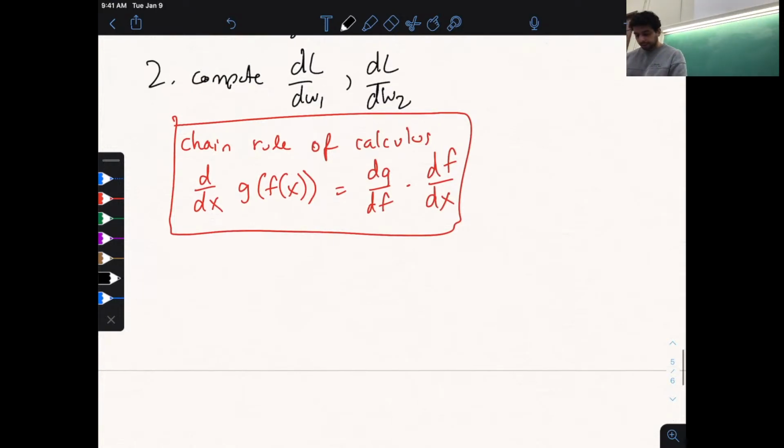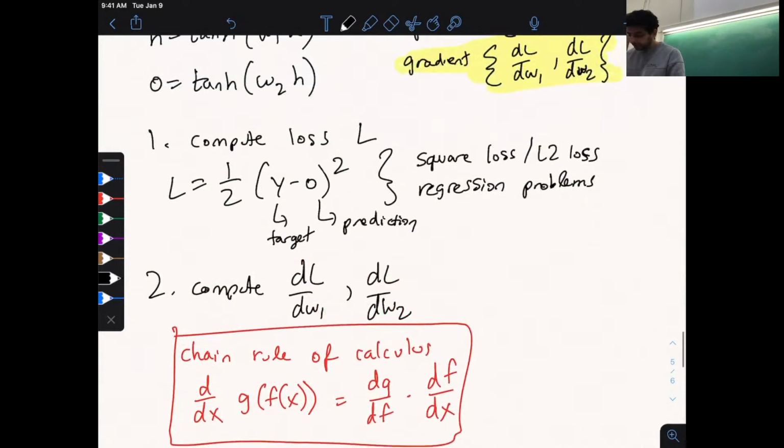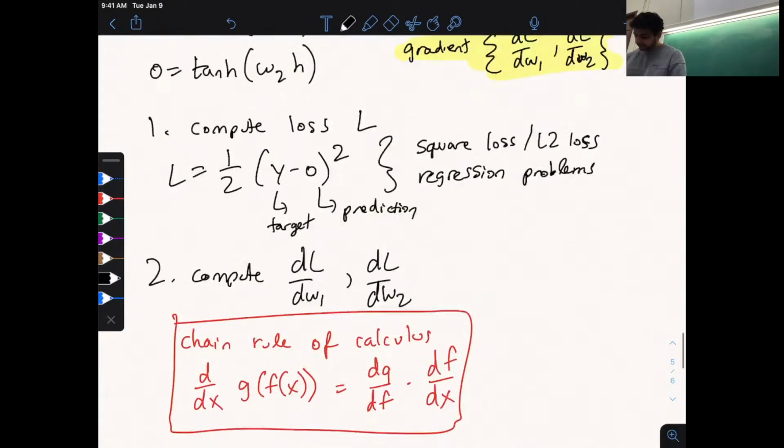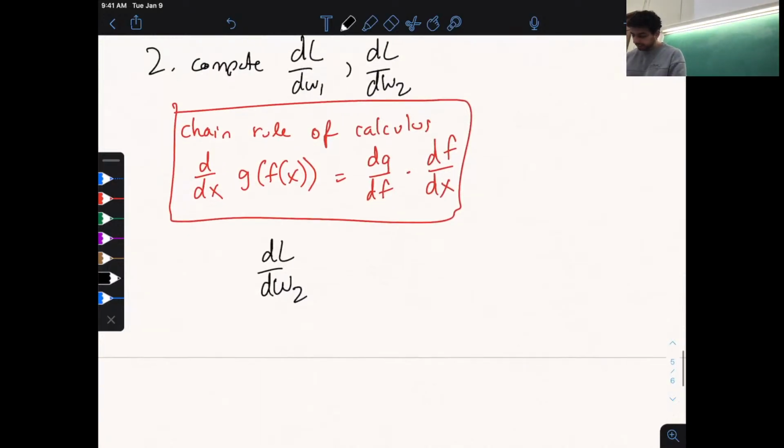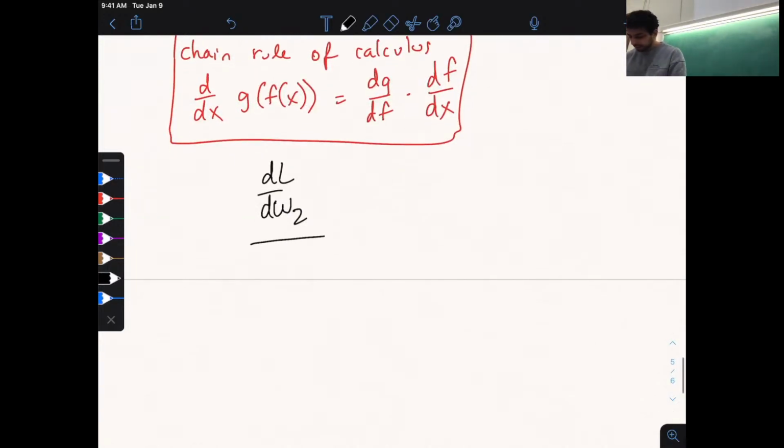So let's start by computing dL/dW2 here. We're going to start with our loss function. So this is our current goal. L equals 1/2 of (y minus O) squared. I don't actually see a W2 in this loss function, right? However, I know that O is a function of W2, right? The output of the model, we use W2 to get it somehow.